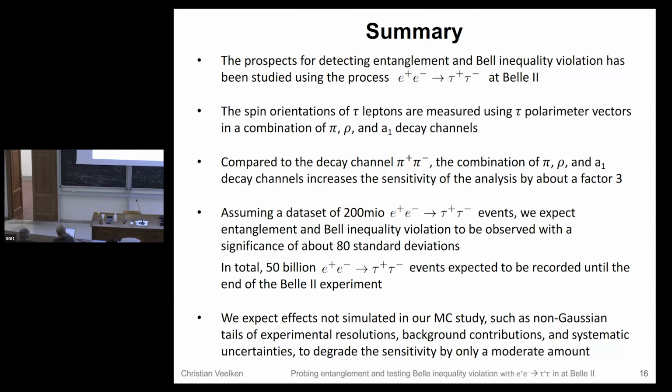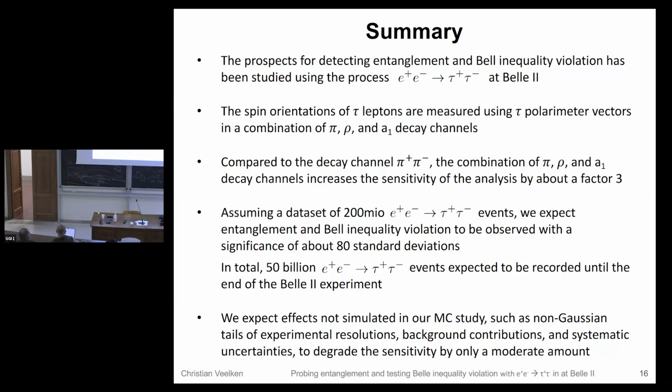Assuming a data set of 200 million tau pairs, which is like half the Belle II data, we expect to observe a Belle inequality violation with a significance of 80 standard deviations, and entanglement with a significance of 500 standard deviations, with the caveat that there are these 3 experimental effects: the presence of backgrounds, the systematic uncertainties, and non-Gaussian tails in resolutions that we didn't take into account in our study.